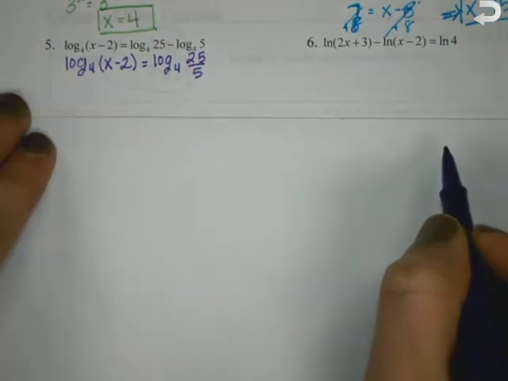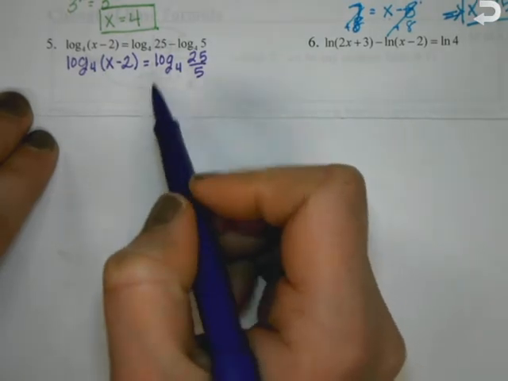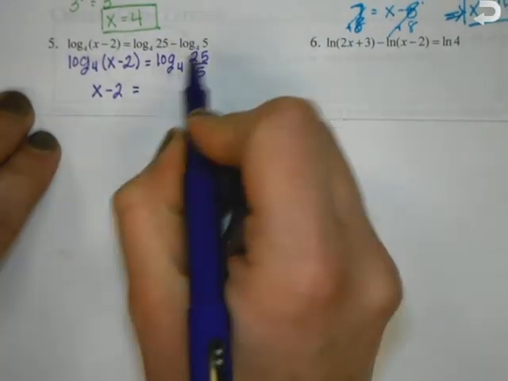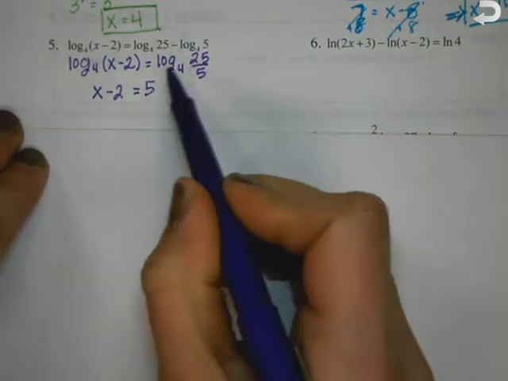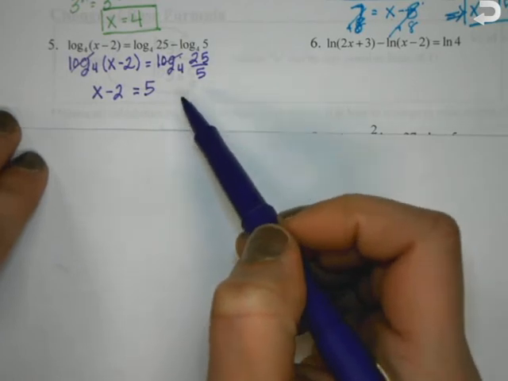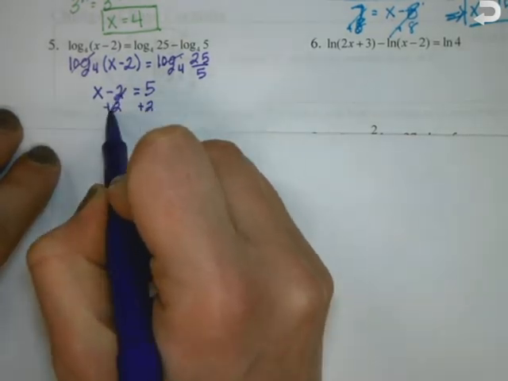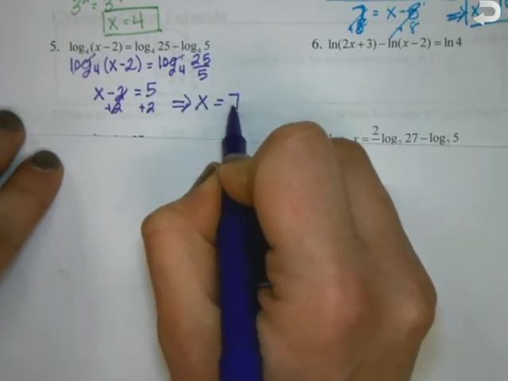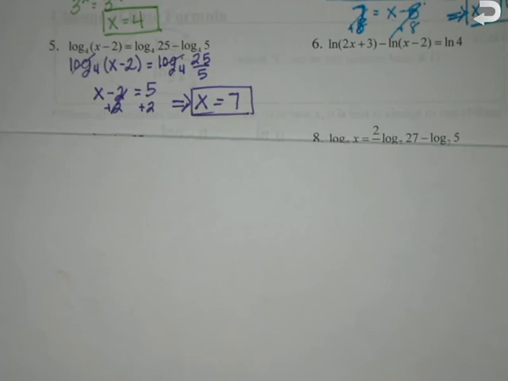Okay, so I can drop those bases now, right? So that's going to be x minus 2 equals 25 over 5, which is 5. So I did 2 steps in one here. I dropped the bases and I divided. So I'm going to add 2 to both sides. So x equals 7. Way too easy. Right? I don't want to say anything more because then I get it.